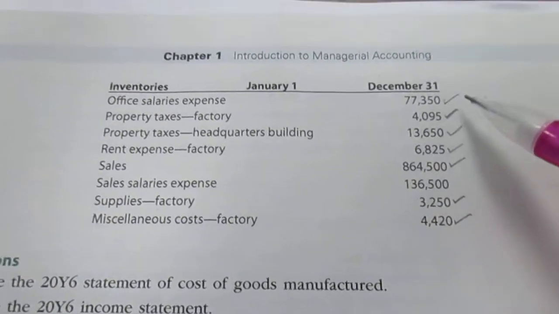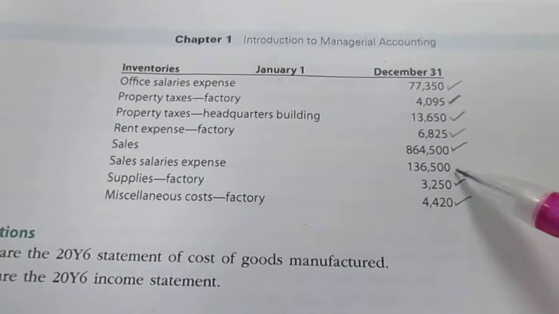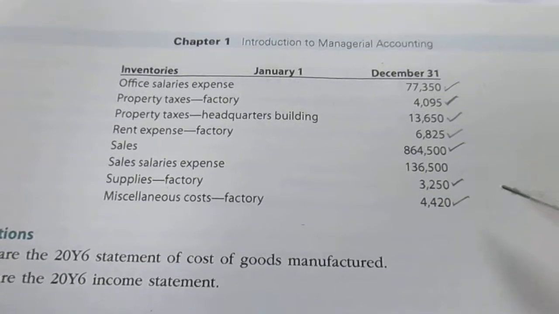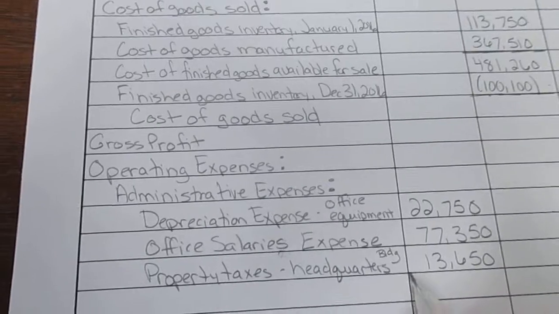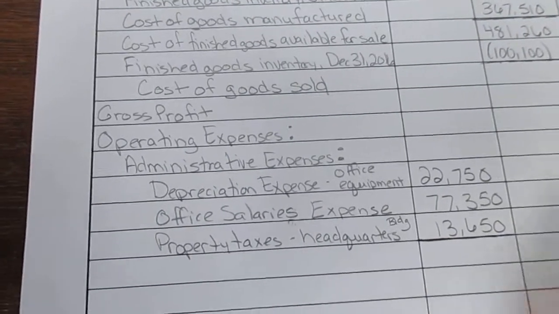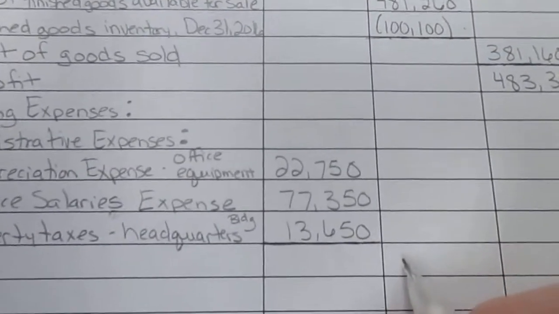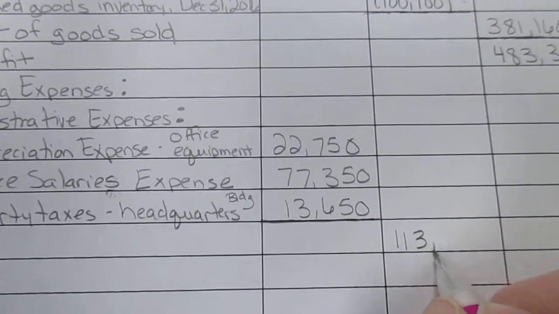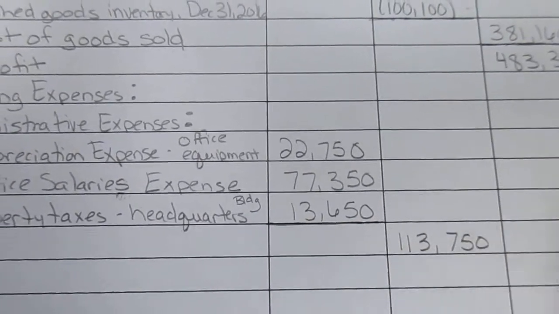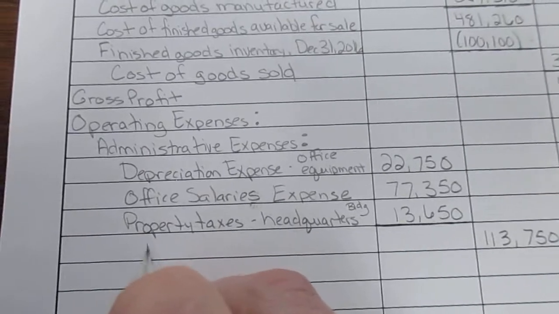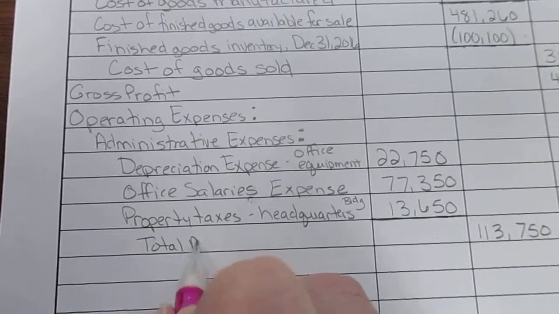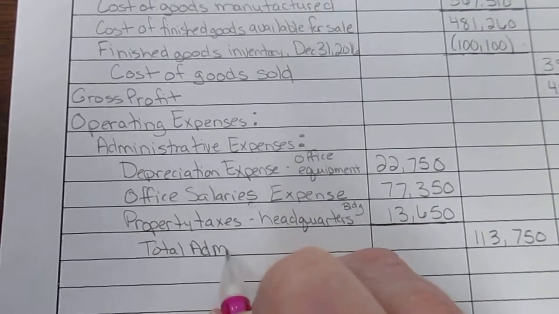And then if we keep going down, it looks like we have sales salaries expense. So that's sales. We're going to leave that one alone. And that's all of them. So we're going to go ahead and add these up. And when we do, we're going to put the number over here in the middle, and we get 113,750. And this gives us our total administrative expenses.